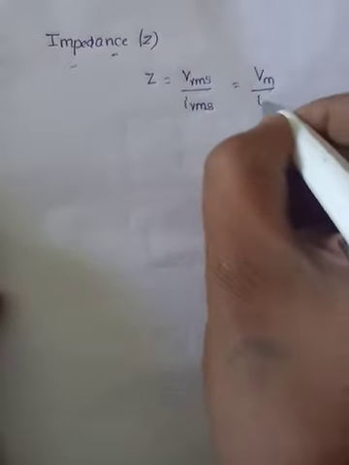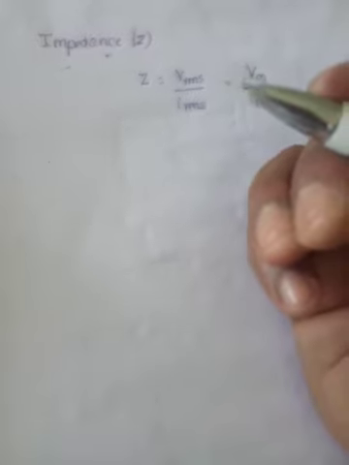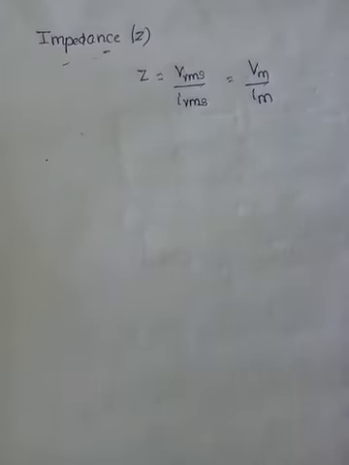Now here we have one definition: impedance. What is impedance? It is represented by the letter Z. The formula is very simple: Z is equal to VRMS by IRMS, or VM by IM. If there is only a resistor, it is called a resistive circuit. If there is only an inductor, it is an inductive circuit. If there is only a capacitor, it is a capacitive circuit. If there are more than one element, L, C and R, or any two of them, it is called impedance.